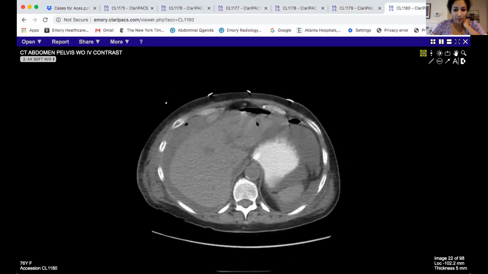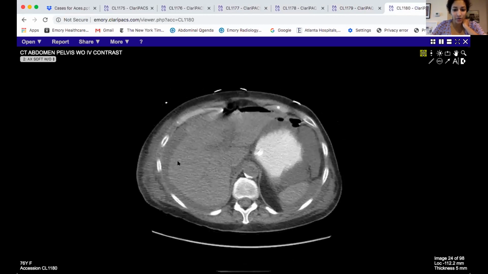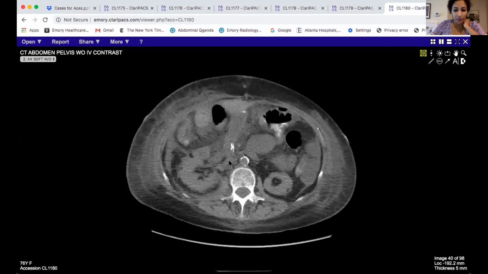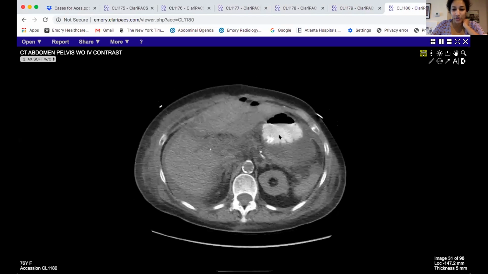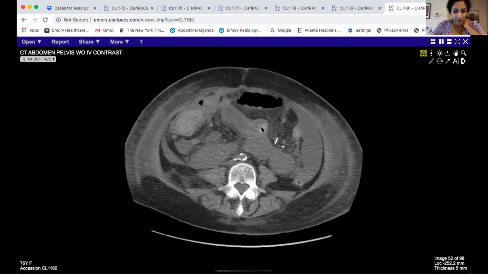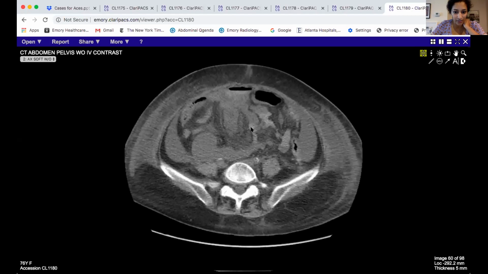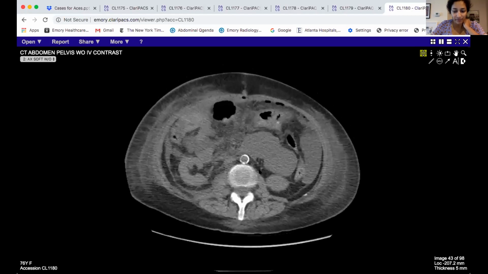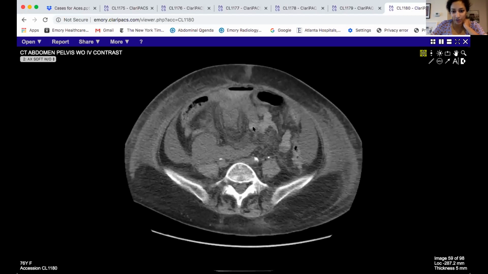This one, again, had free air and free fluid, but we weren't sure what it was from, and we were concerned about the gastrojejunostomy, so we gave contrast. It's a little tricky, but you can actually see that the contrast is going out, and I'll show you on the coronal too. So basically it was a leak from the gastrojejunostomy.